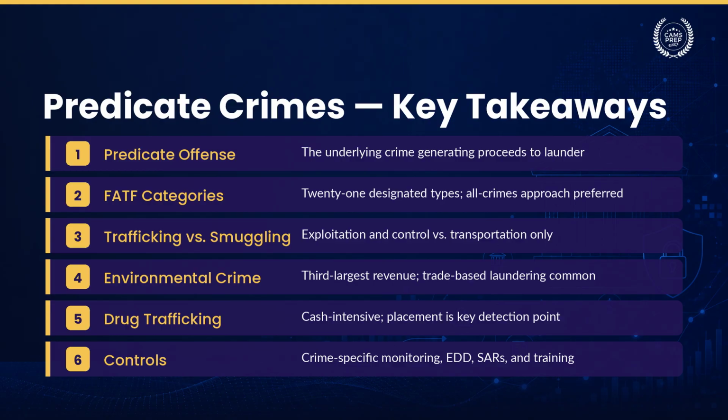Environmental crime is the third largest criminal revenue stream and relies on trade-based laundering through complex supply chains. Drug trafficking proceeds enter the system as cash, making placement the critical detection point. And your controls must be crime-specific. Tuned monitoring rules, enhanced due diligence, quality SAR filing, and trained staff. For the exam, always identify the predicate offense first. It determines the laundering typology, the red flags you should look for, and the appropriate control response. Master that logic, and these questions become straightforward.